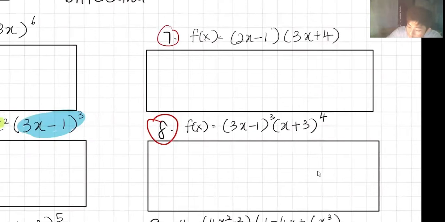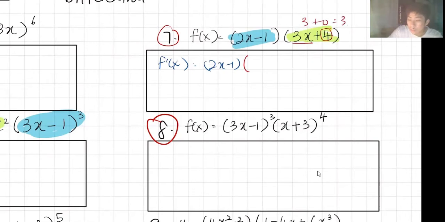So as I said, you have the left and the right. When you differentiate f(x), you want to have f'(x). How do you differentiate? You copy the left, 2x minus 1. I just copy it. Then you differentiate the right. I use red. When you differentiate 3x plus 4, don't forget, differentiate 3x gives you 3, differentiate 4 gives you 0. So you get 3 as your differentiated form.